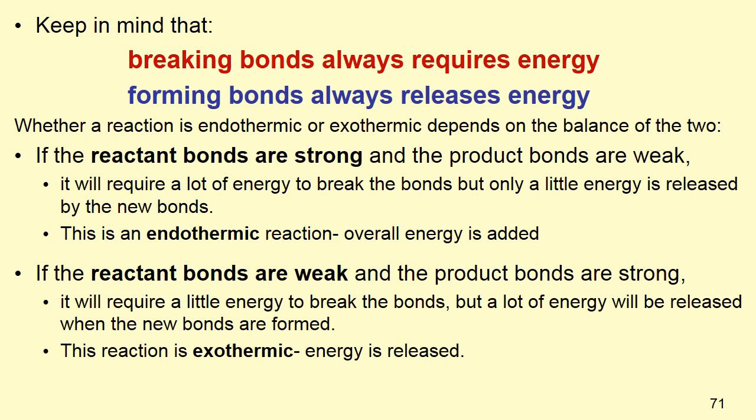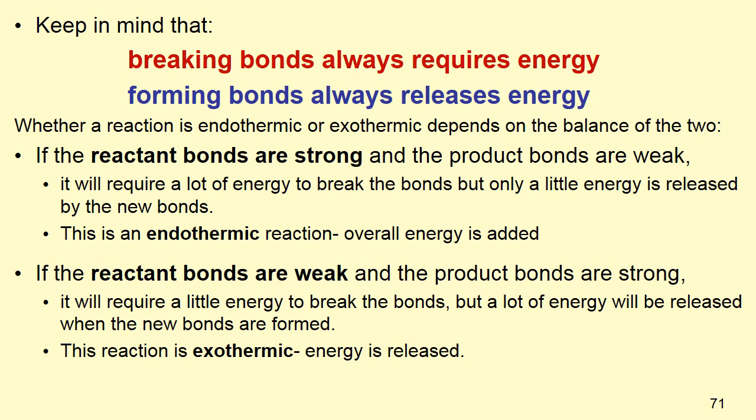All right, so keep in mind that to break a bond always requires energy, and forming a bond always releases energy. So they're opposite, and it generally is the same amount of energy for the same kind of bond. If you have to break an OH bond, you have to put in a certain amount of energy. If you form an OH bond, you get the same amount of energy out. But overall, whether a reaction is endothermic or exothermic will depend on the balance.